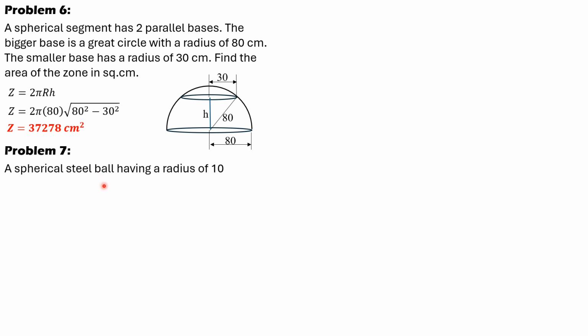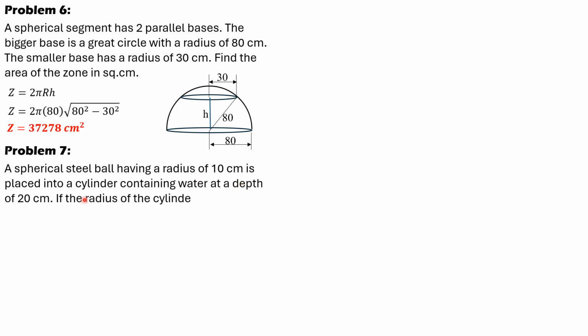Problem 7. A spherical steel ball having a radius of 10 centimeters is placed into a cylinder containing water at a depth of 20 cm. If the radius of the cylinder is 12 cm, by how high will the water level rise? So take note that the spherical steel ball will fit into the cylindrical container because the diameter is 20 and the diameter of the cylinder is 12 times 2, 24.